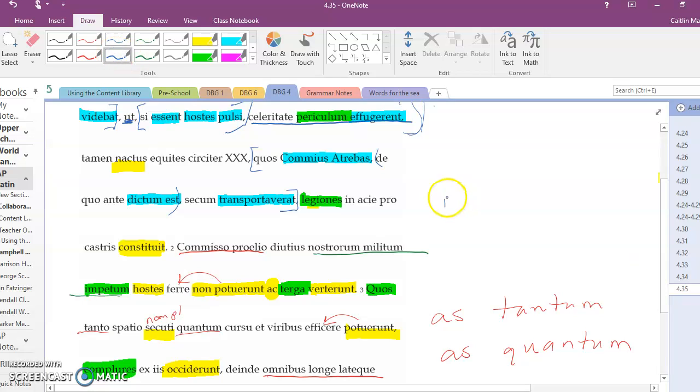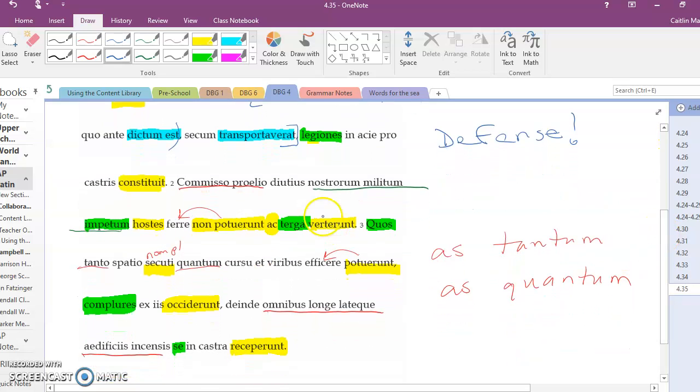We're on the defense, right? Defense. Maybe there's a cheer for that. And with proilio having been commissoed, the hostes were not able to fere the impetum, right? And they terga where terunted. So it was a very short battle. Okay.